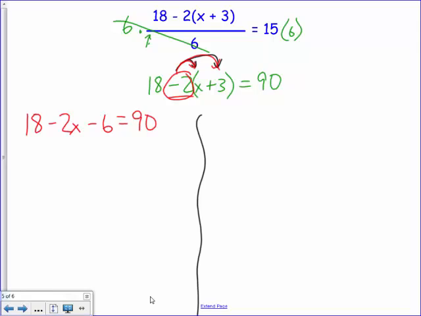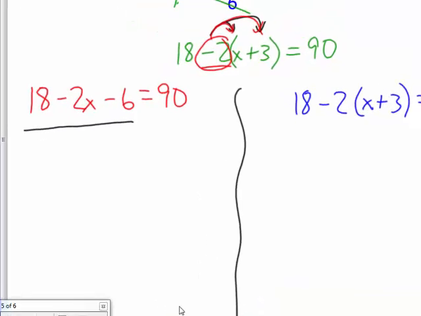The other way to do it is I'm just going to rewrite this: 18 minus 2 times x plus 3 equals 90. Okay, we'll come back there. Let's go back to where I just distributed. Well, what could I do next? Remember, you always want to simplify a side of the equation if you can.